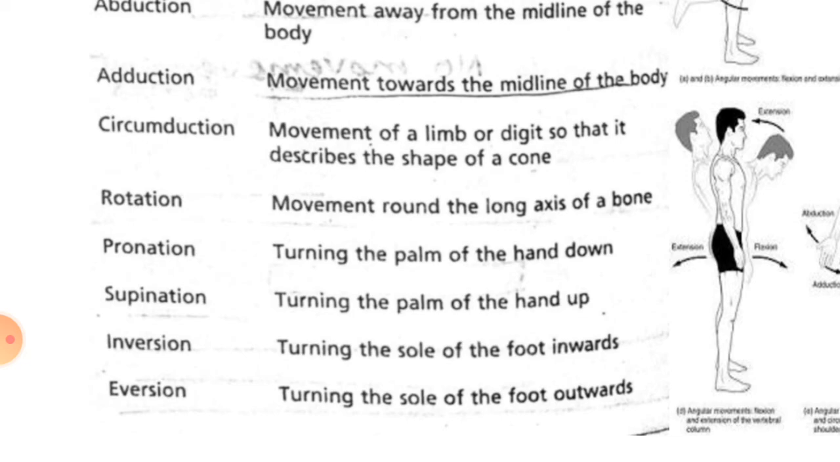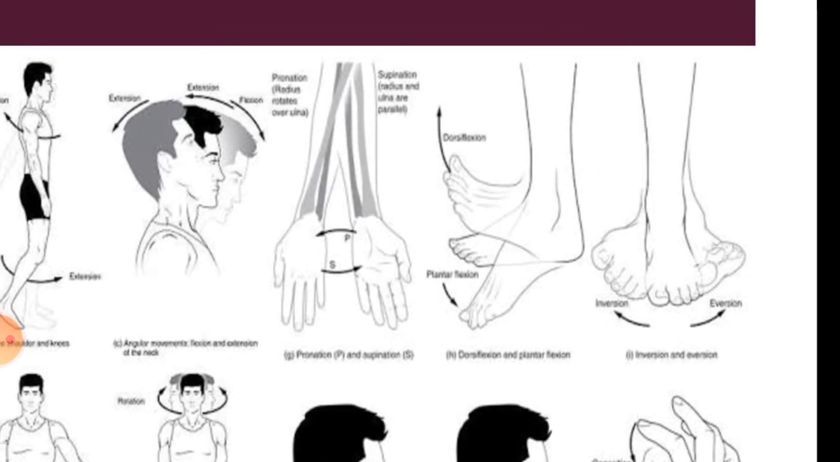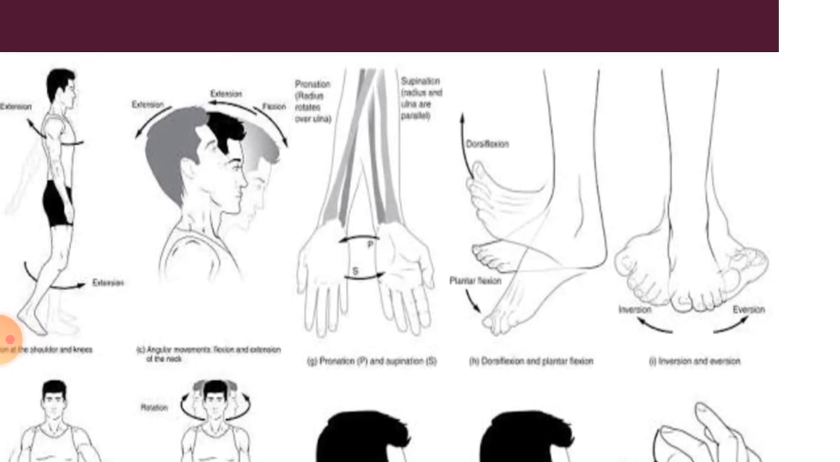Inversion is turning the sole of your foot inwards, and eversion is turning the sole of the foot outwards. So this is the eversion, which is turning the sole of your foot outwards, and this is the inversion, which is turning your sole inwards. This one is supination, in which the palm of your hand is facing upwards, and this is pronation, in which the palm of your hand is facing downwards.